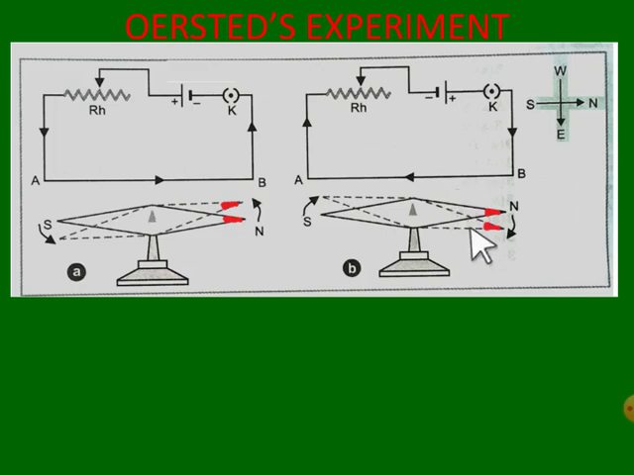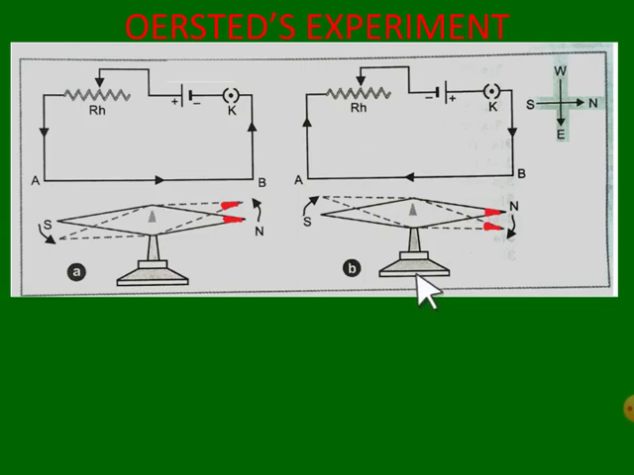These observations led Oersted to interpret that there must be some magnetic effect around the wire carrying electric current which deflected the magnetic needle. He concluded that an electric current, that is the flow of electric charge, produces a magnetic effect in the space around the conductor. In other words, the flow of electric charges is the source of the magnetic field around the conductor.